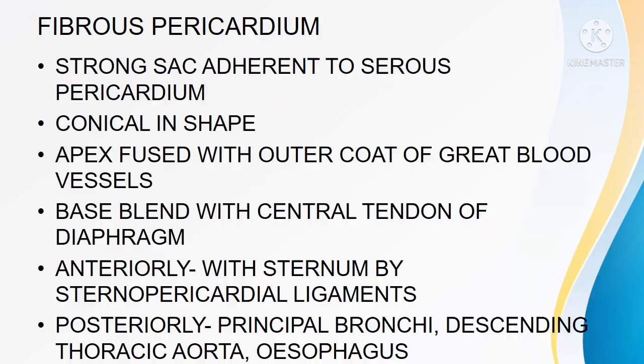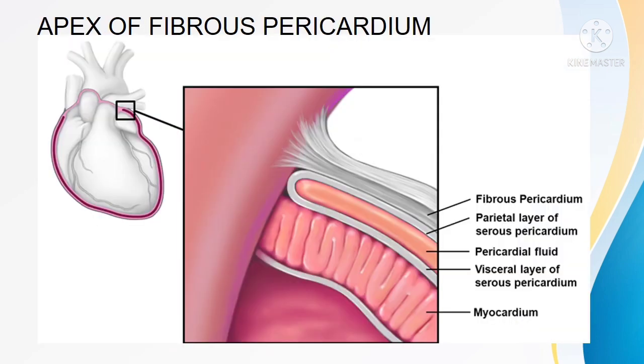So the fibrous pericardium is a strong sac adherent to the serous pericardium. It is conical in shape. So the cone has an apex and a base. The apex is fused with the outer coat of the great blood vessels. The base blends with the central tendon of the diaphragm. Anteriorly, it is related to the sternum by the sternopericardial ligaments. Posteriorly, it is related to the principal bronchi, descending thoracic aorta and esophagus.